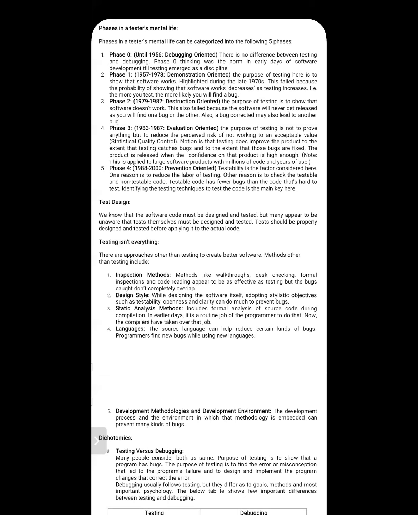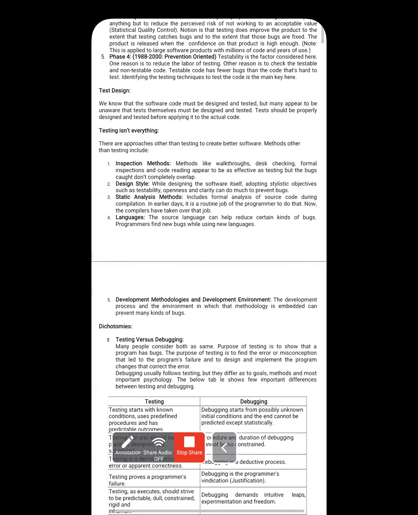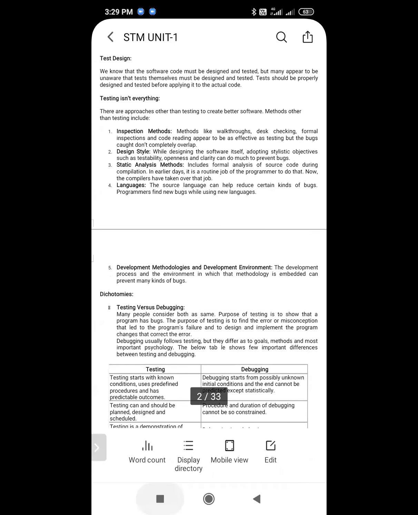Is it clear? Phases. Next one, test design. In the test design, we are having 5 different methods. Testing should be properly designed, and tested before applying it to the actual code. Okay, what is the testing? Tests should be properly designed.